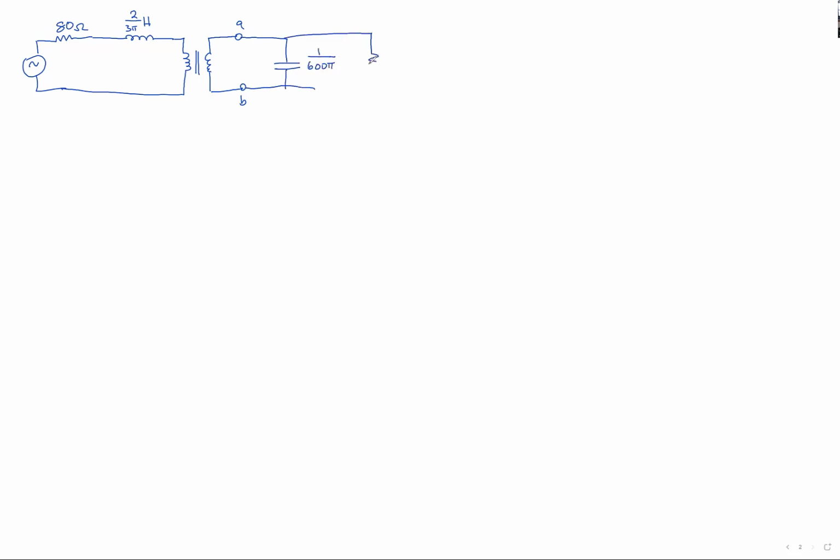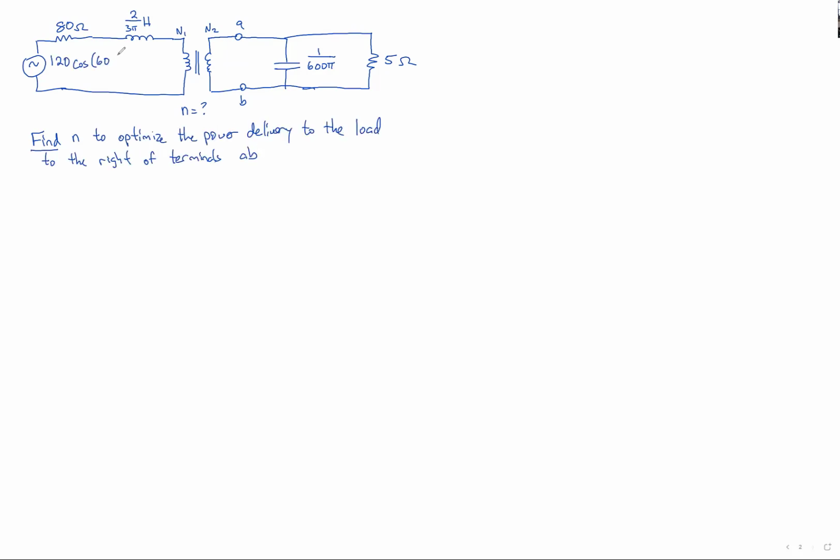So the next problem is similar. You have this slightly modified source. Now there's an inductor in series with a resistor, and it goes through a transformer, which then goes to the same type of load as we had in the last problem. And the question is, what should the transformer be? What should the ratio of coils between N1 and N2 be to maximize the power delivery to the load, where the load is defined as to the right of terminals A, B?